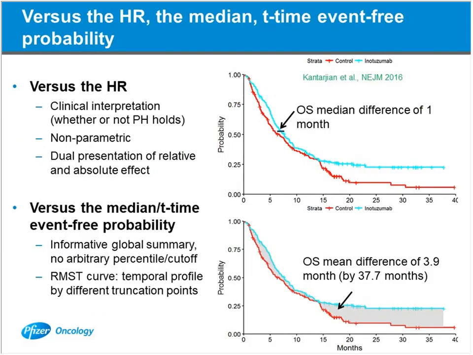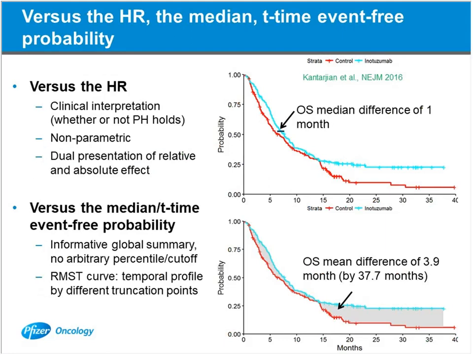Compared to the hazard ratio, the RMST has good clinical interpretation regardless of whether or not the proportional hazard assumption holds. And it is non-parametric if you use the Kaplan-Meier-based method. It also has the capability of a dual presentation of relative and absolute effect in terms of ratio and the difference. Compared to the median and t-time event-free probability, the RMST is a more informative global summary, not just based on arbitrary percentile or cutoff. We can also look at the RMST curve as a function of the truncation point to measure the temporal profile by looking at different truncation points.